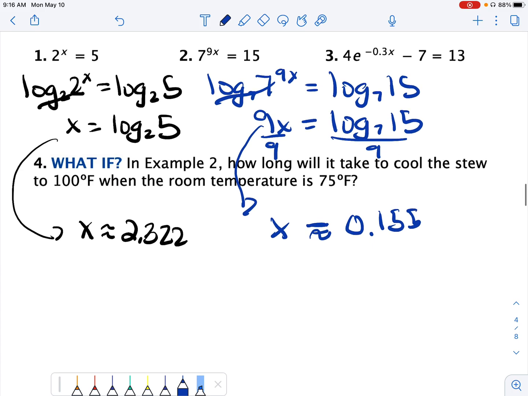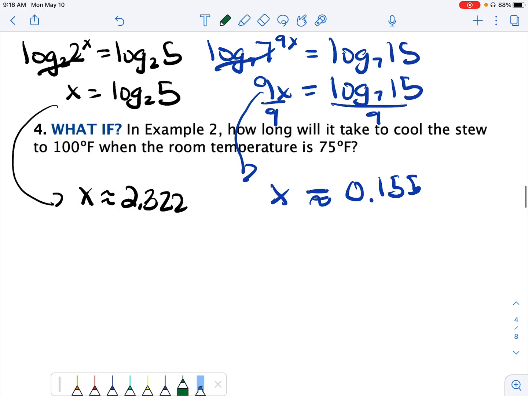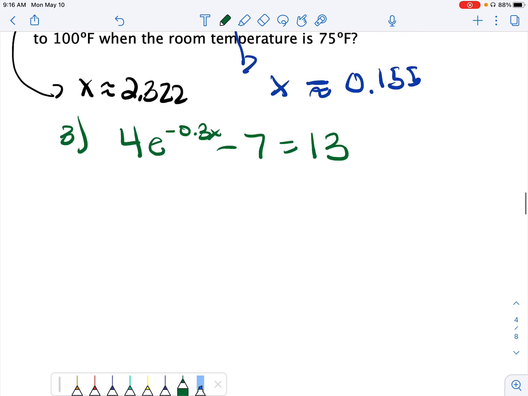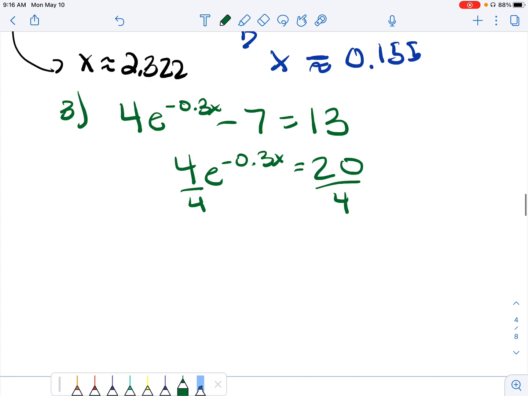All right, number 3. I'll change colors here so you know which ones I'm doing, and I'll rewrite it. 4e to the negative 0.3x minus 7 equals 13. Okay, so what we're going to want to do is get e by itself first so that we can take the natural log of each side. So I'm going to add 7 to both sides. I'm going to divide both sides by 4, so e is by itself.